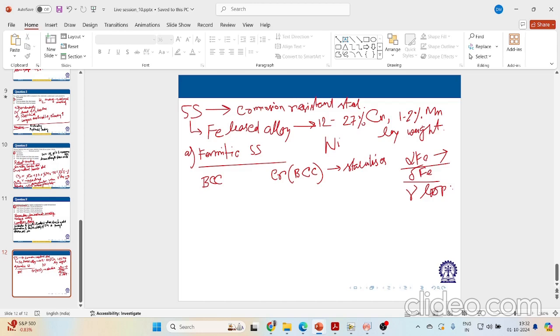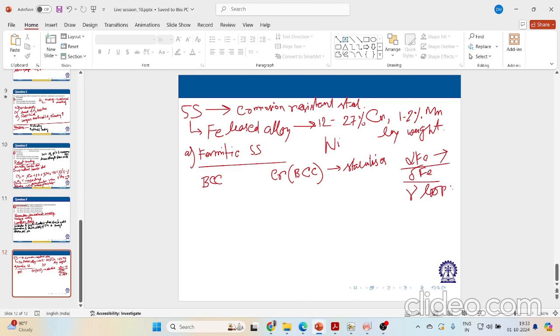Now, the characteristics of these ferritic stainless steels are similar to those of iron chromium alloy. Okay, that will contain more than 12% chromium to remain outside this gamma loop.